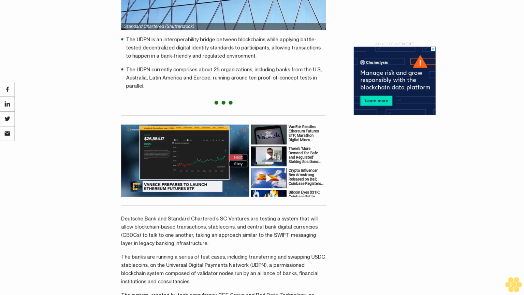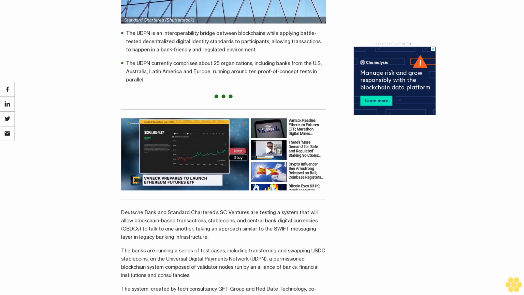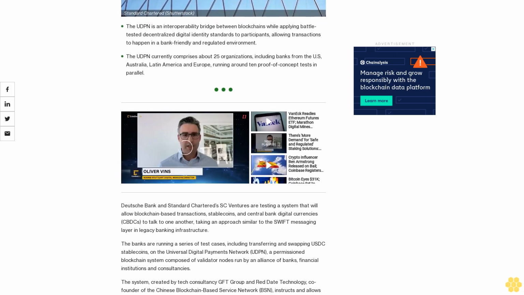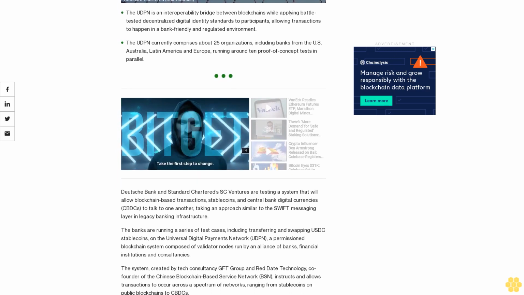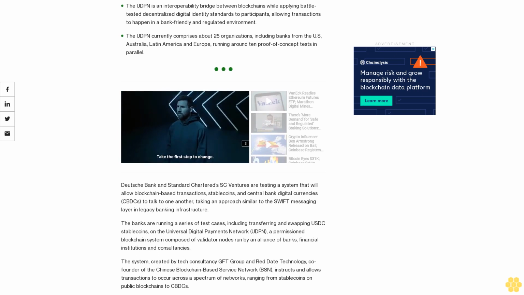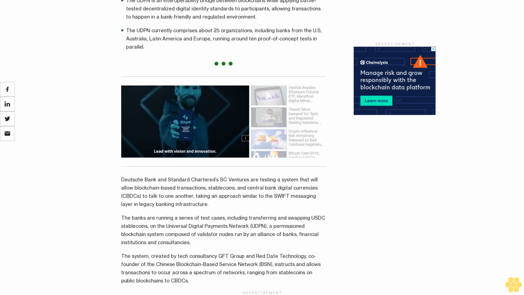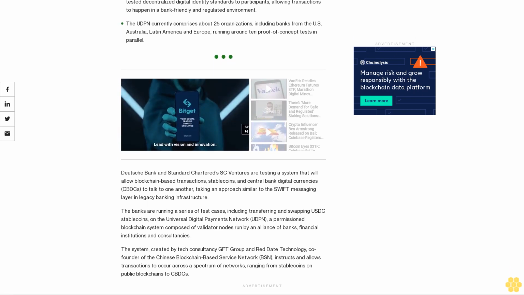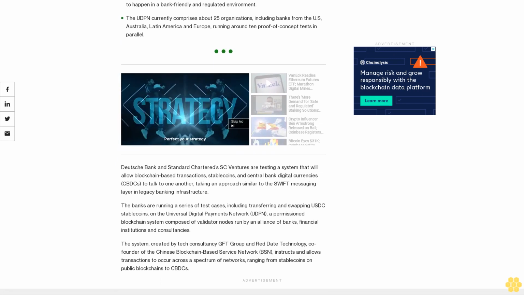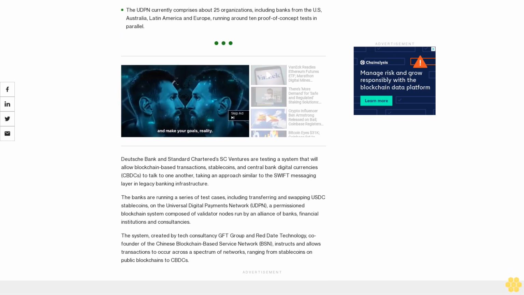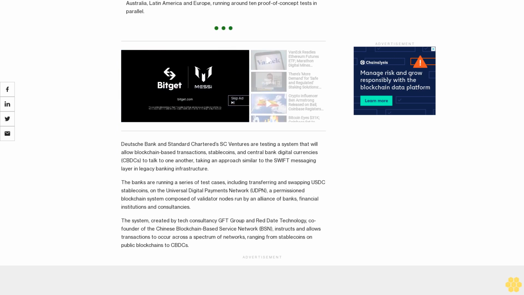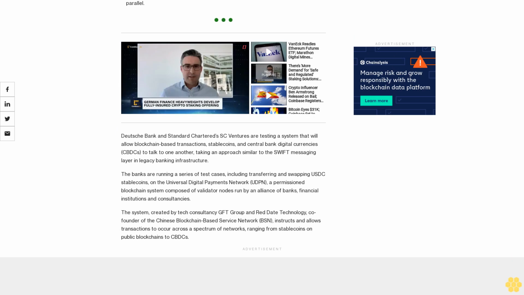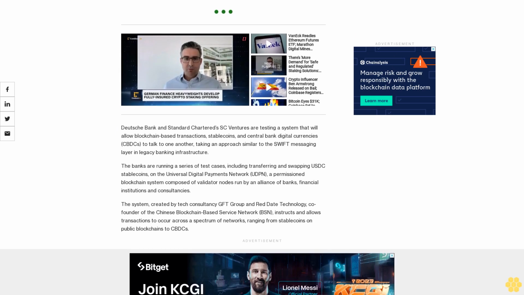The banks are running a series of test cases, including transferring and swapping USDC stablecoins on the Universal Digital Payments Network, UDPN, a permissioned blockchain system composed of validator nodes run by an alliance of banks, financial institutions, and consultancies. The system, created by tech consultancy GFT Group and Red Date Technology, co-founder of the Chinese blockchain-based service network BSN, instructs and allows transactions to occur across a spectrum of networks, ranging from stablecoins on public blockchains to CBDC.